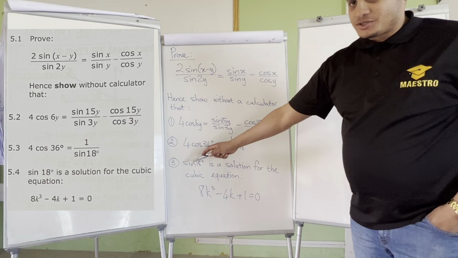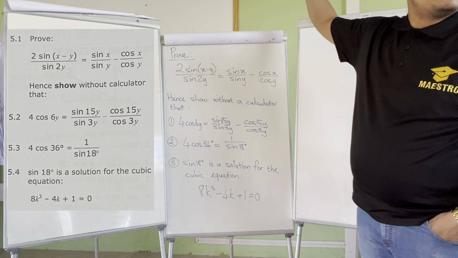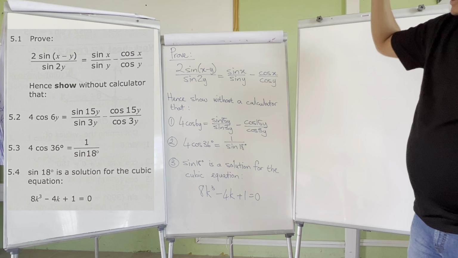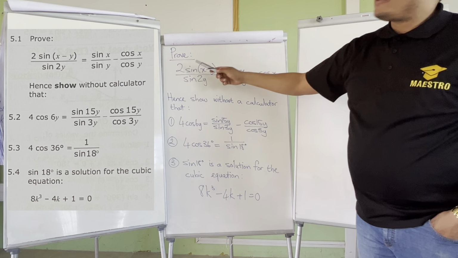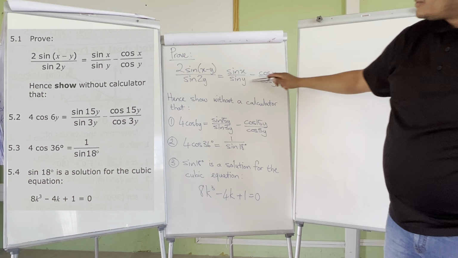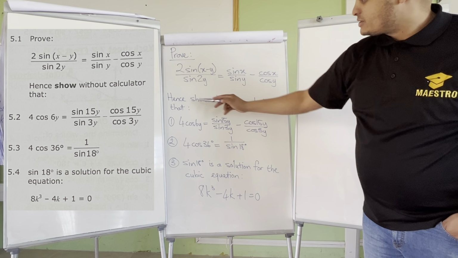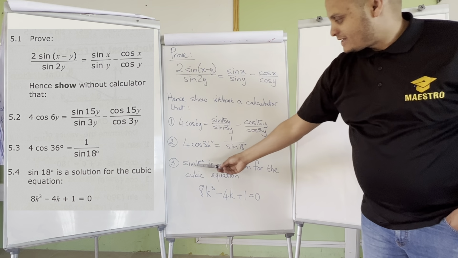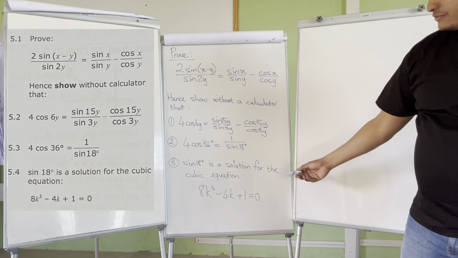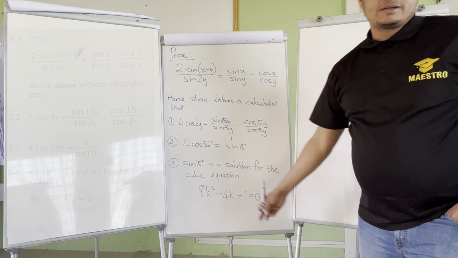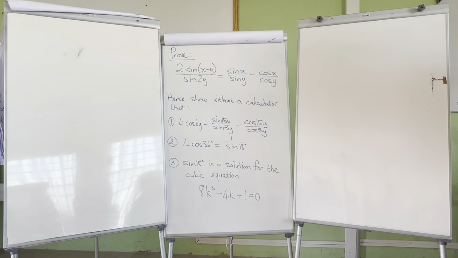And then the last one is asking you, so it's all still part of the same question, right? So it says that if you have proven this identity equation, show that without a calculator that sine 18 degrees is a solution for the cubic equation 8k cubed minus 4k plus 1 is equal to 0.